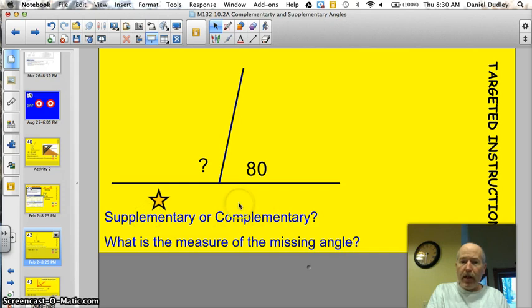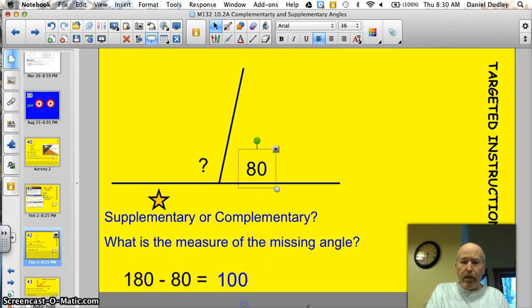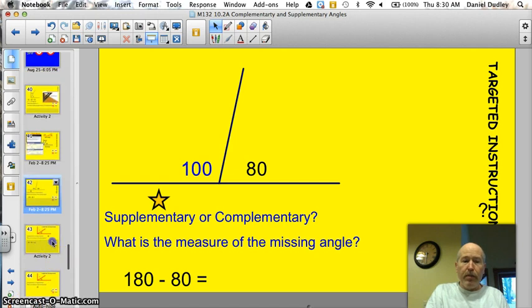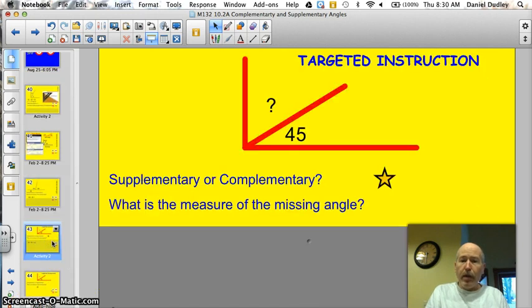The second target, what is the measure of that question mark there? Well, if this one is 80 degrees, I'm going to just do some simple math. 180 minus 80 is going to equal 100 degrees. So I can get rid of the question mark and double check. 100 plus 80, 180 degrees. And it's just that simple. Two straightforward targets. Let's try another one, and then I'll get you going on some of your own.